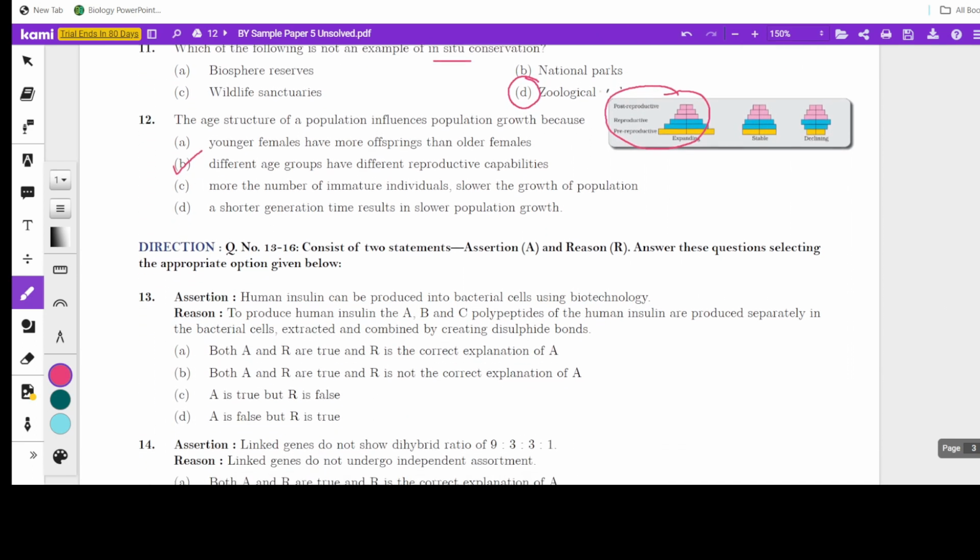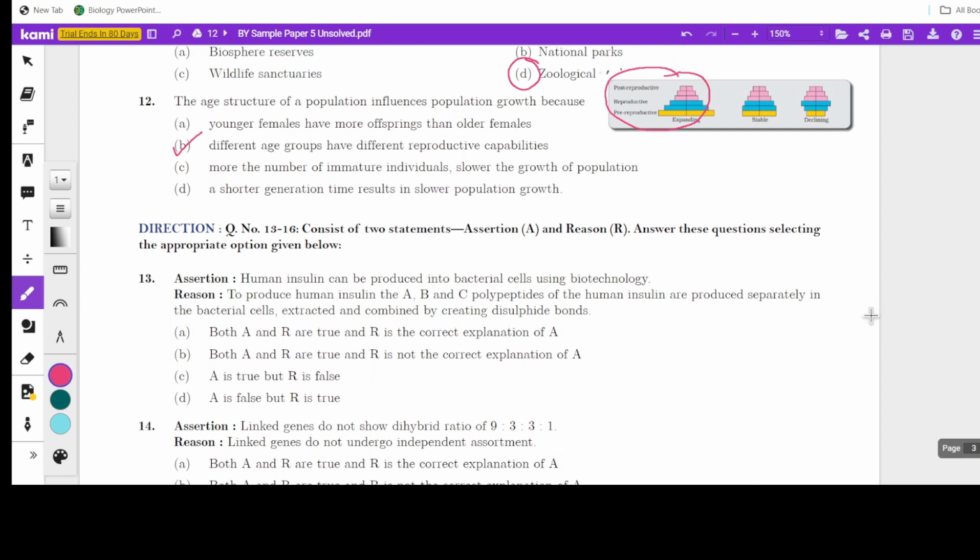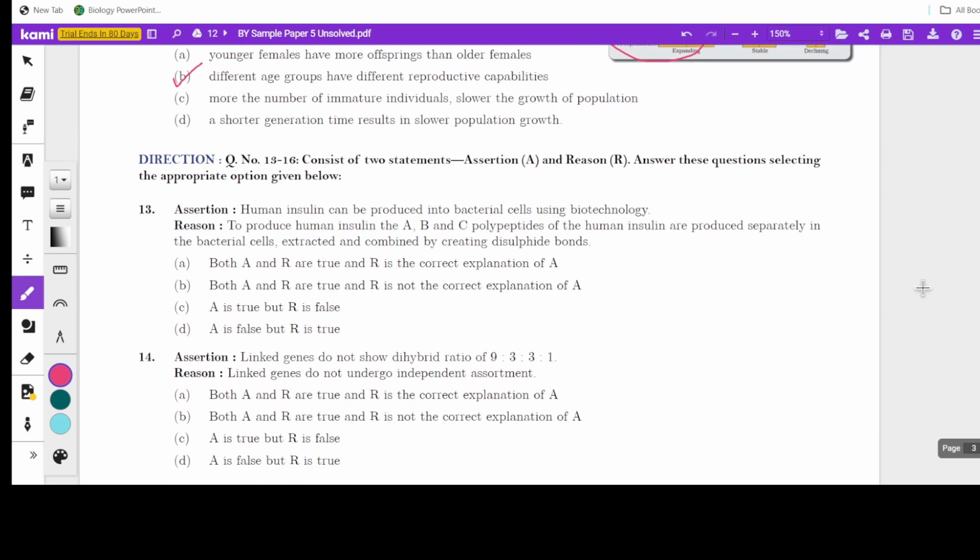Now let's come to the assertion reasoning part. Human insulin can be produced in bacterial cells using biotechnology. Isn't that right? Yes. To produce human insulin, A, B, and C polypeptides of human insulin are produced separately in bacterial cells, extracted and combined by creating disulfide bonds. It's true. Yeah. So both A and R are true, and R is the correct explanation of A.